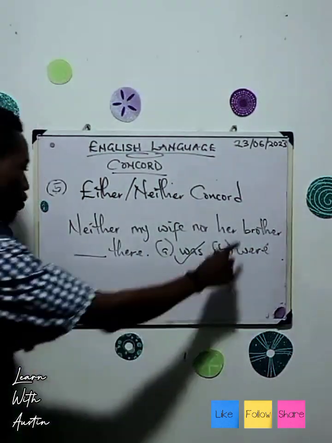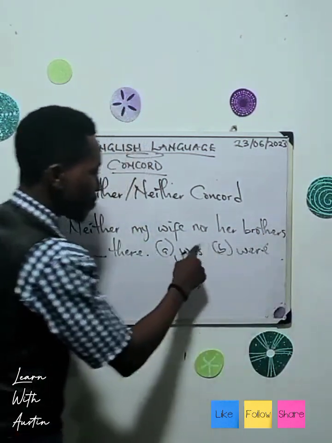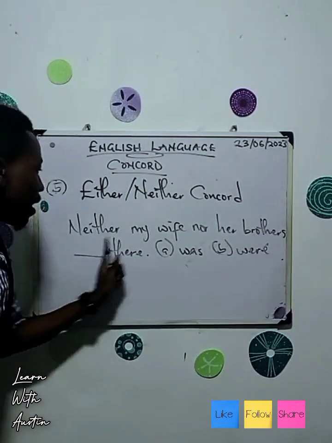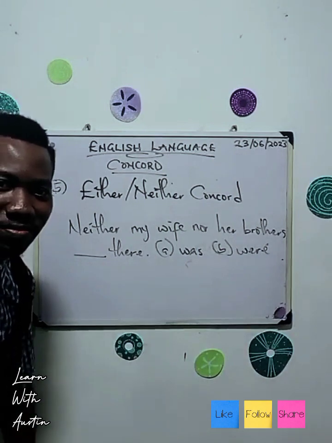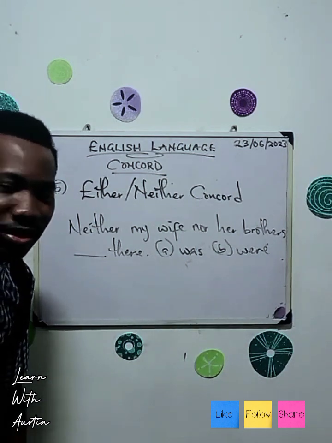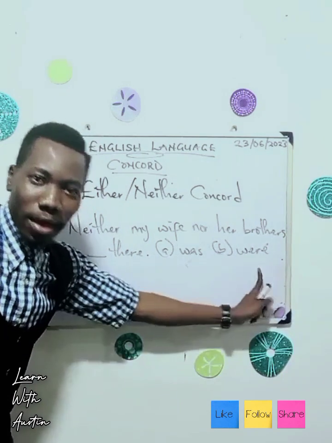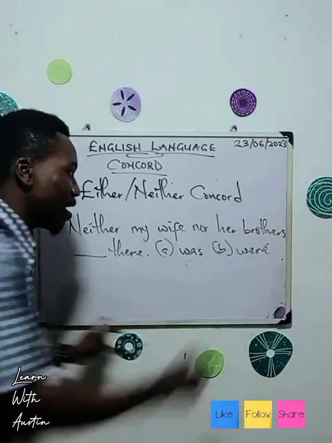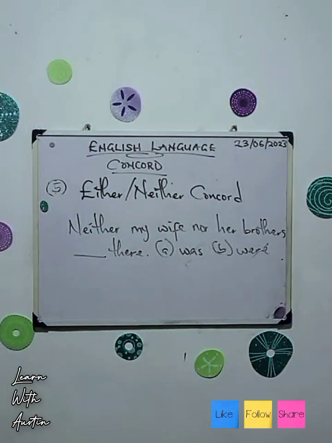Now, what if this were to be neither my wife nor our brothers? Then what would be the answer in this case? Because this is plural, this becomes the answer. Neither my wife nor her brothers were there. This is the answer in this case. Now that's the either nor neither Concord. The last one we're going to look at.